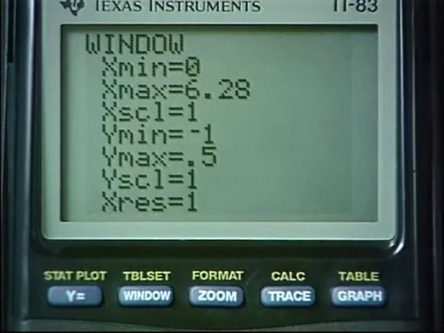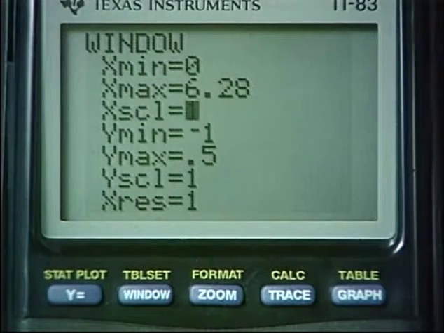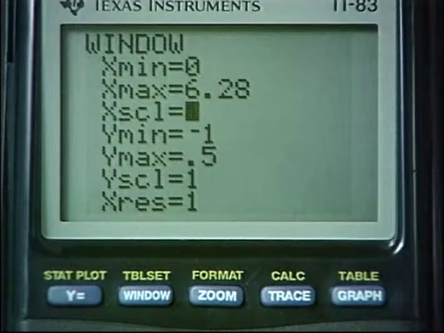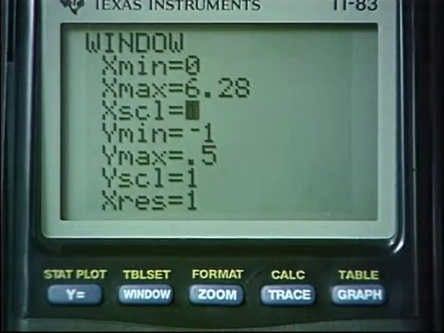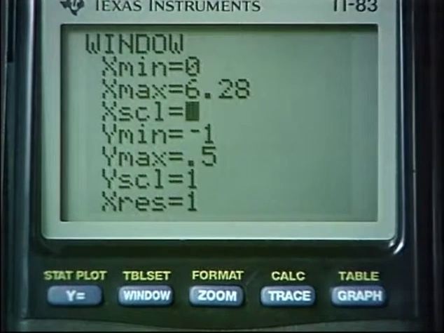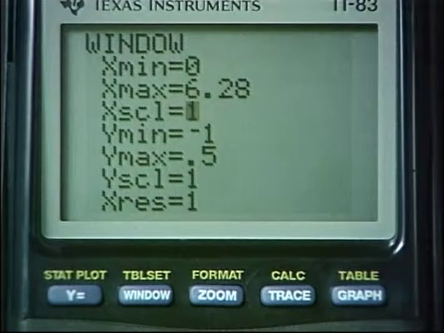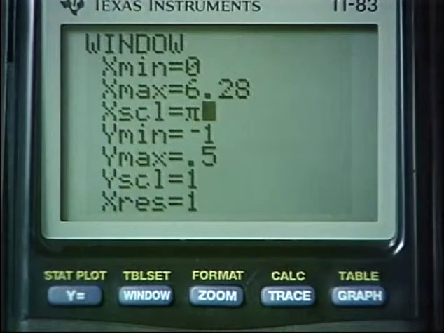are at 0 for x minimum and approximately 2 pi for x max. And the x scale I want to set with you. Remember, we're just verifying solutions here, and our solutions have to do with fractions whose denominators are 2's and 3's. So the prudent thing to do is for us to make a common denominator of 6 and cause that x scale to be pi over 6. So I'll enter it that way, pi over 6.